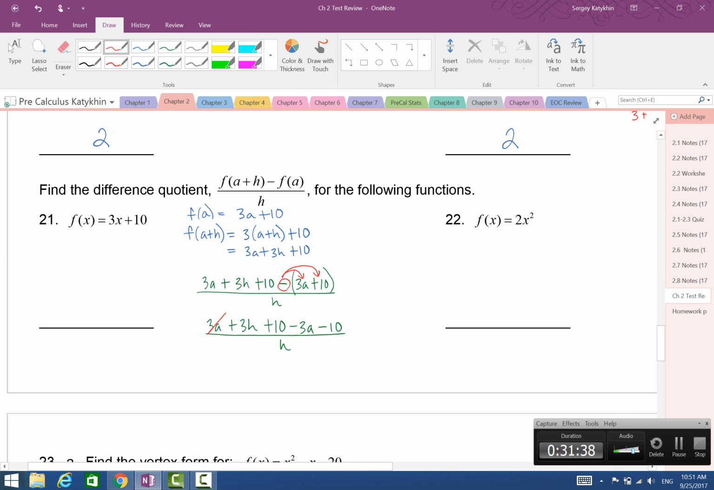Notice things start to simplify or cancel out. So all you're left with is 3h divided by h, which means I can cancel out the h's. So my answer will be 3.